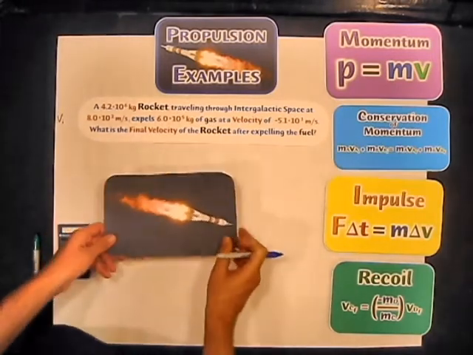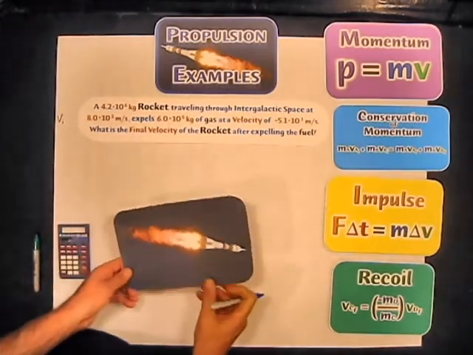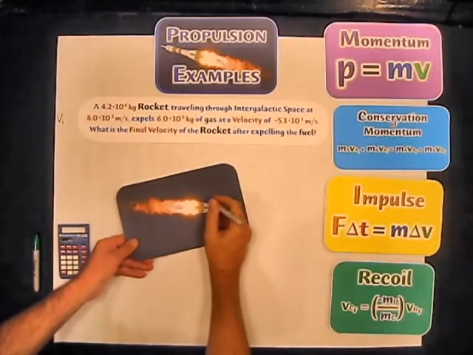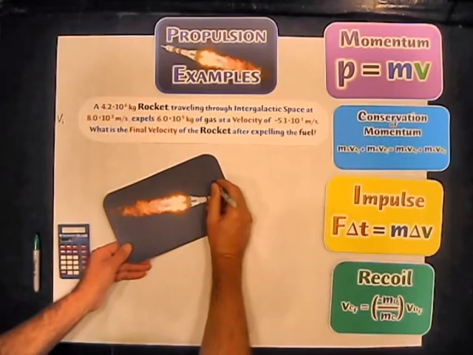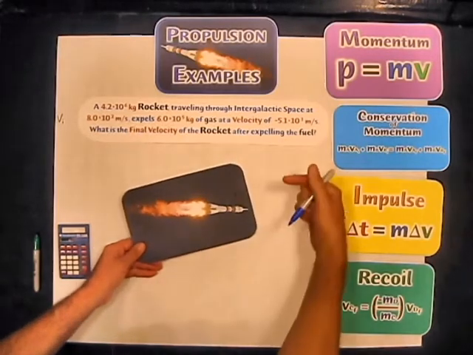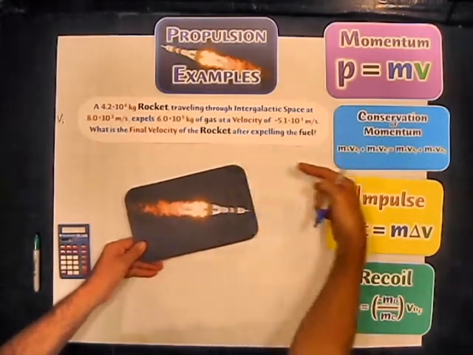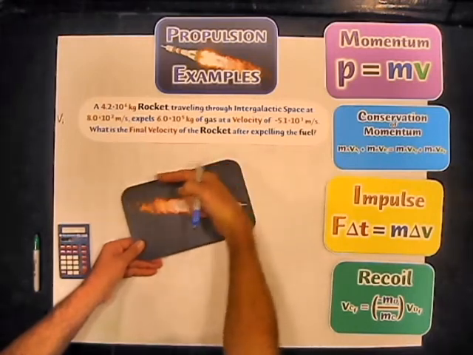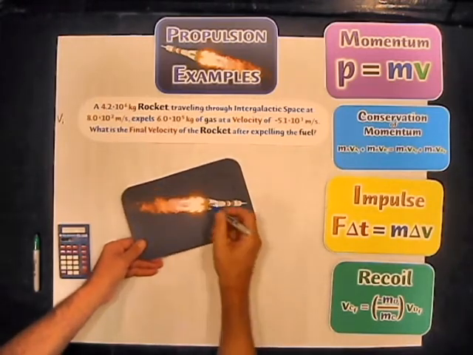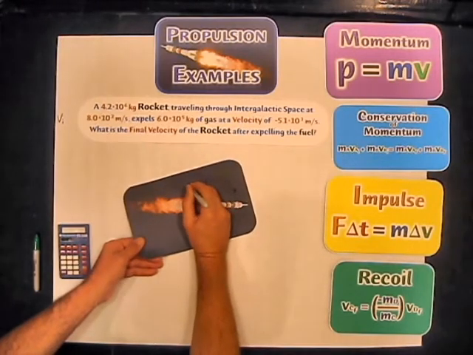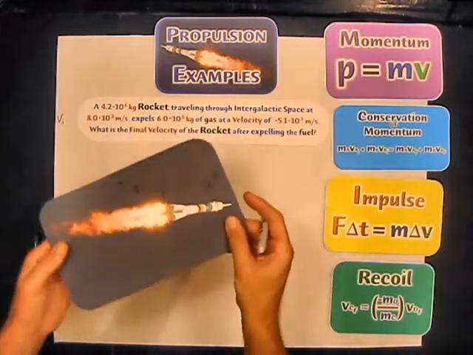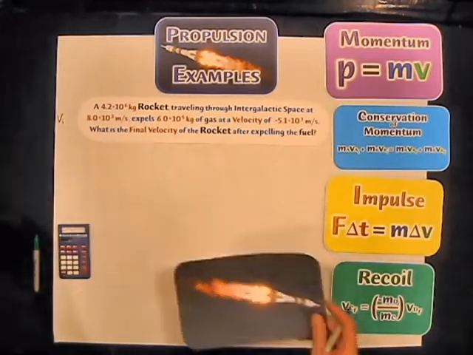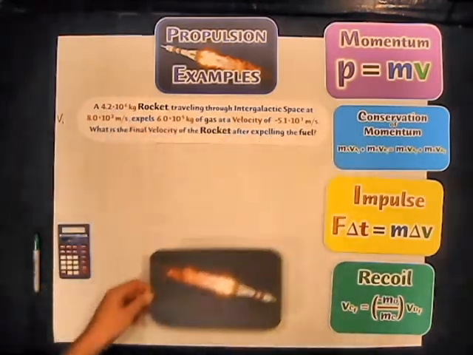So let's imagine this is our rocket and it's going in one direction. Okay, so if we draw this and the rocket is going that way, the gas is ejected at a velocity of negative 5.1. So we know that this direction is going to be negative, this direction is going to be positive. I don't know if you can see that clearly. This is positive, this is negative if we're talking about the rocket. Okay.